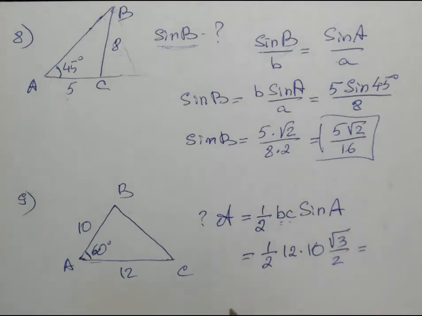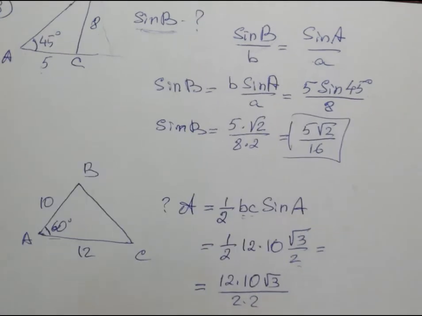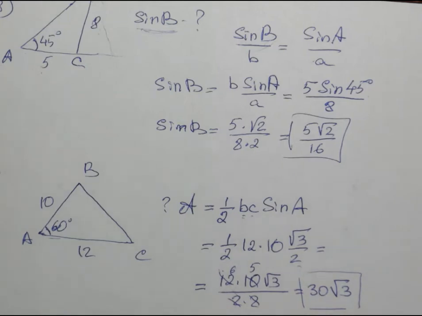And let us simplify it a little bit. In the numerator, we have 12 times 10 times square root of 3. In the denominator, we have 2 times 2, or 4, and we can divide by 2 in the numerator and the denominator. 12 over 2 will be 6. 10 over 2 is 5. So we have 6 times 5, 30 times square root of 3. This is the area of the triangle.